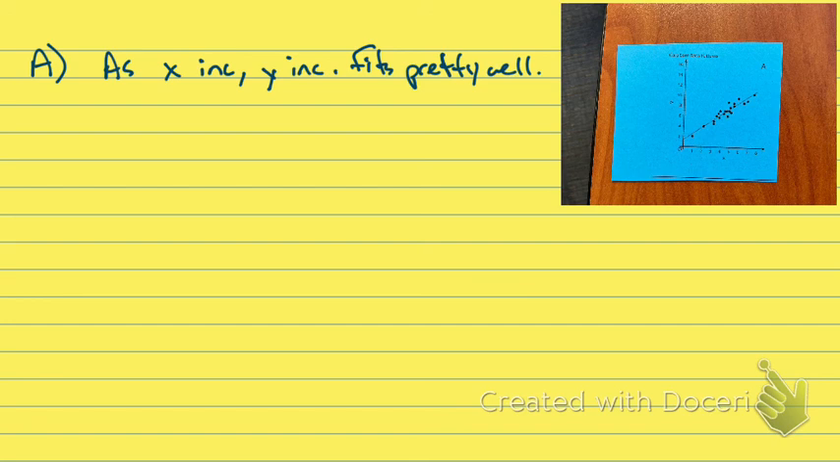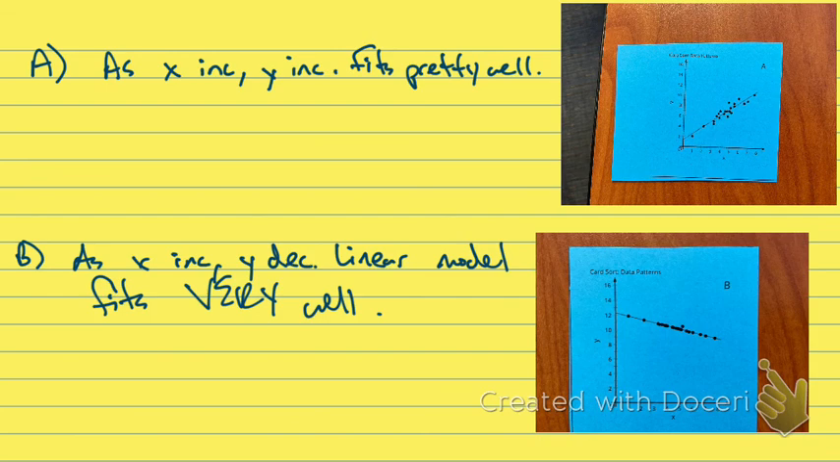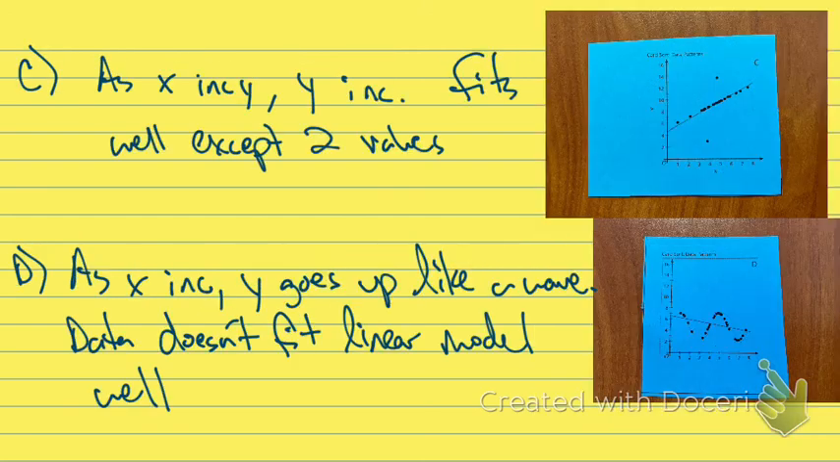Same thing. How does y change, how does x change, does it fit the linear model well? Let's go. Let's roll through. B. As x increased, what did y do? Decrease. And it fit? Great. One little point was kind of off a little bit, but it fit the model very well. For C, as x increases, y increases, and it fits well except those two spots. You guys see those spots?